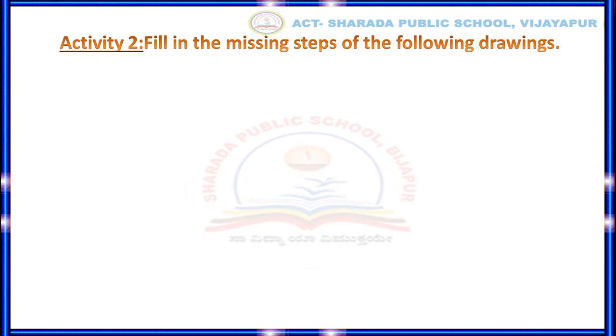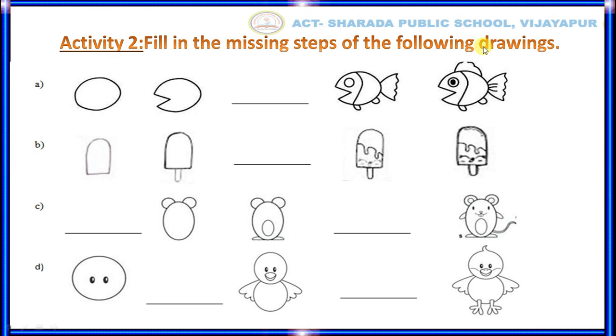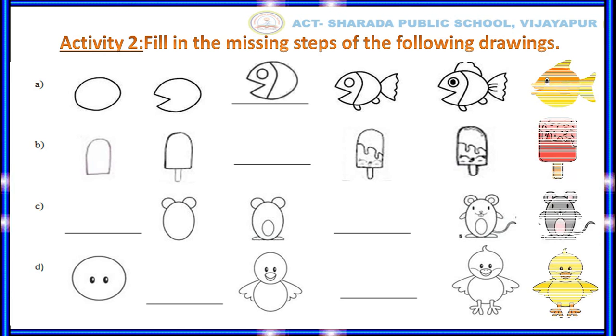Let's move to activity number 2. Fill in the missing steps of the following drawings. I have done one for you. Have you understood, children? Remaining questions, you will do it on your own by using stepwise thinking. After drawing, you need to color the pictures.